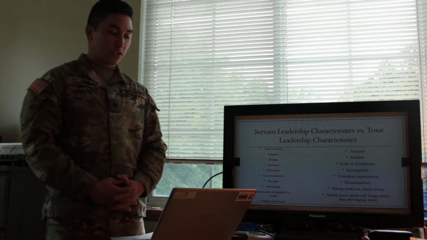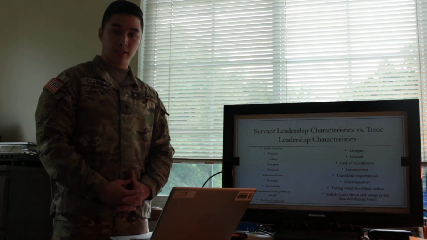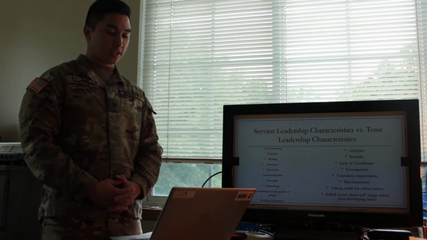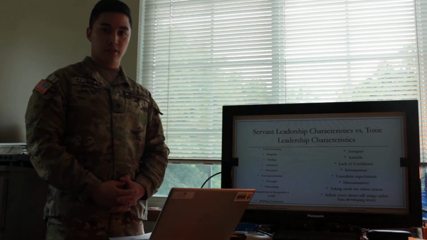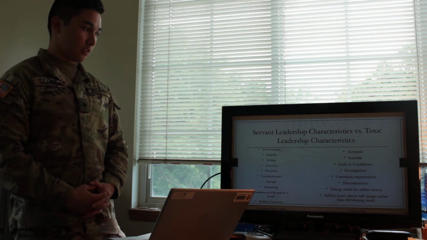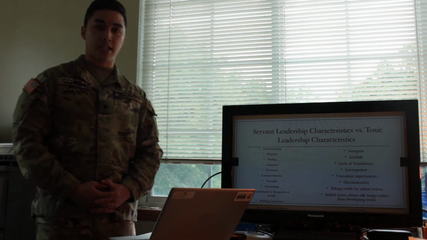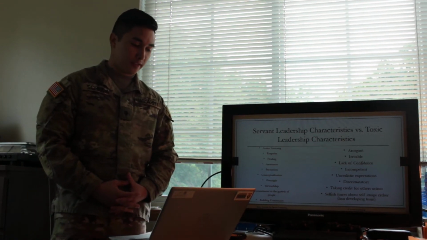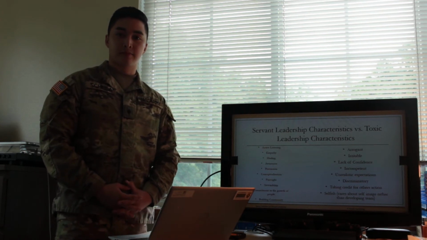So in this slide we're going to be going over servant leadership characteristics as opposed to toxic leadership characteristics. So on the left side is servant leader characteristics, and the right is toxic leader characteristics. So the first one is active listening.